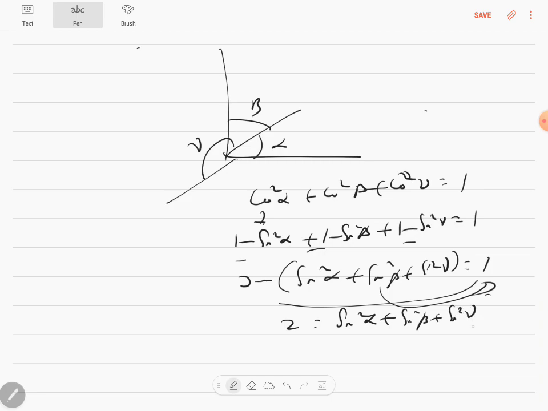Are you clear? Also, I'm reminding you of one thing. Whenever you have a line which makes an angle alpha with the direction, you have to write the vector as cos alpha into i plus cos beta into j plus cos gamma into k.